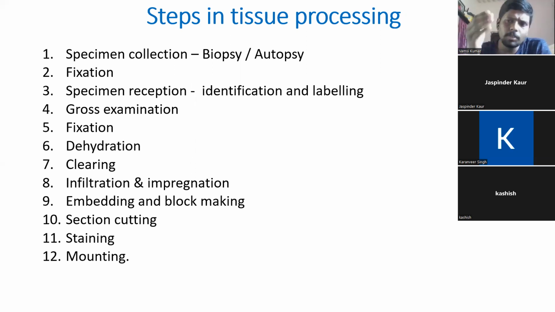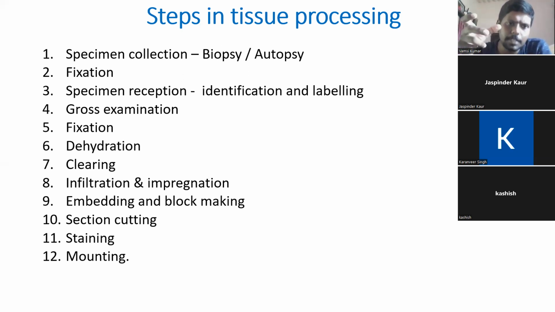Then after clearing, we will replace the xylene with molten wax, which is paraffin wax. We will heat the paraffin wax and suspend the tissue in it so that the liquid wax enters the tissue and the xylene is removed. We will leave the tissue outside for the next 1 to 2 hours, so the wax within the tissue becomes hard and the tissue becomes solidified. Then we will place the tissue in a Leuckart mold and make a block.